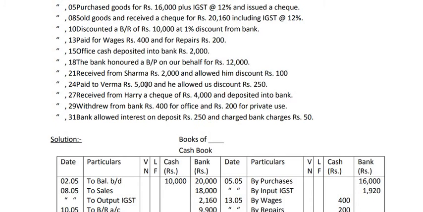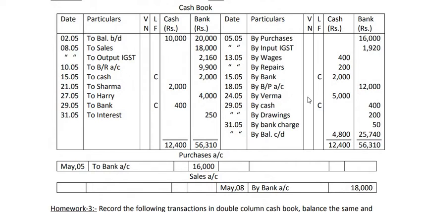Then paid to Verma rupees 5000 and he allowed us discount 250. Here again this discount will not come in the cash book because this is discount received. He allowed us discount, it means we received discount. So we will write only this net amount by Verma account in cash column. See, by Verma account in cash column 5000.